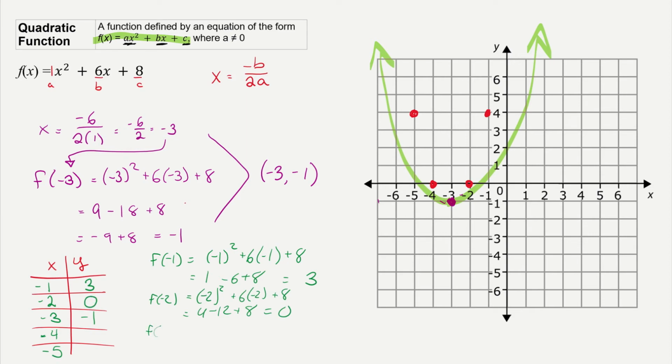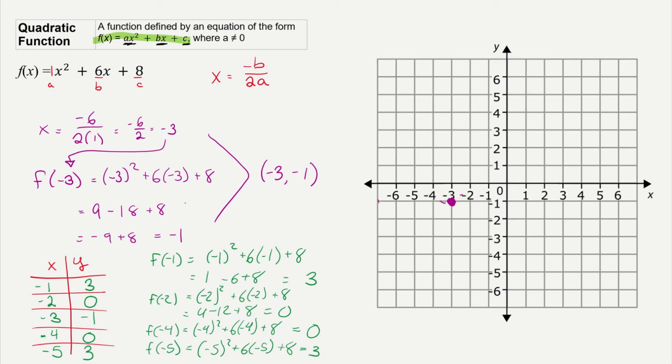Then I'm going to go to the other side and do f of -4, and that is -4 squared plus 6 times -4 plus 8. That also equals 0. Pause the video, do it for yourself. F of -5, plug in -5, and guess what? If I work that out, I'm going to get 3.